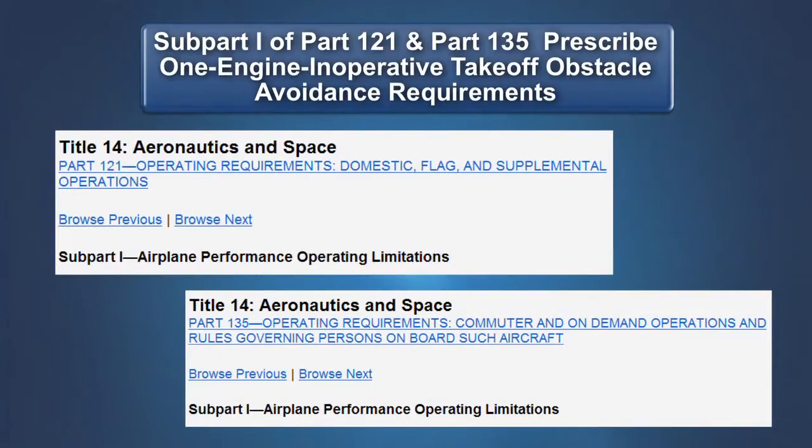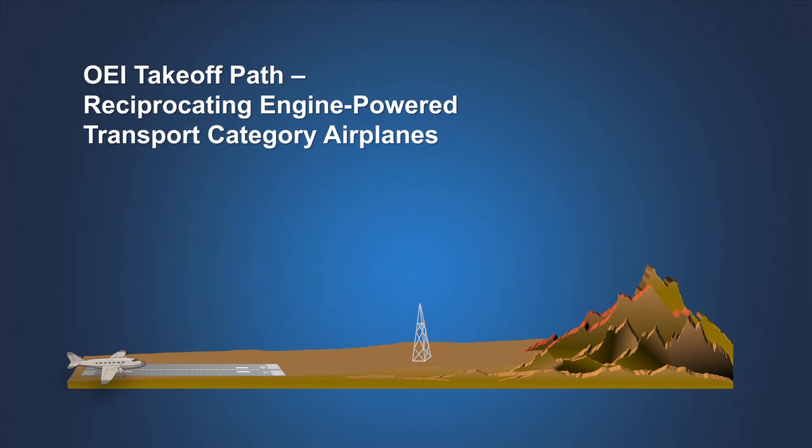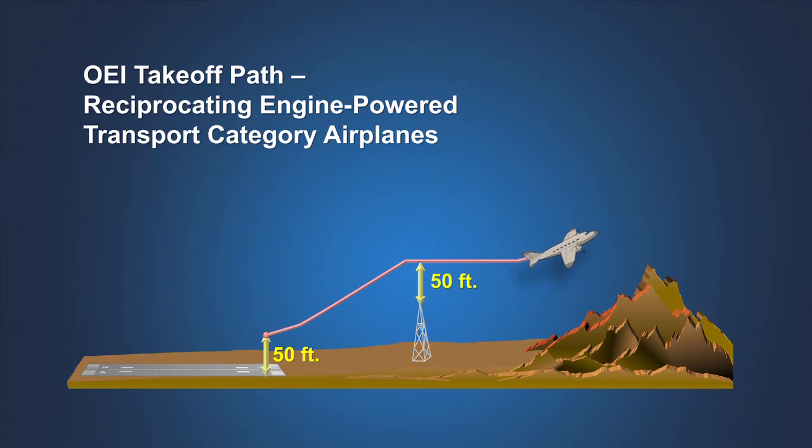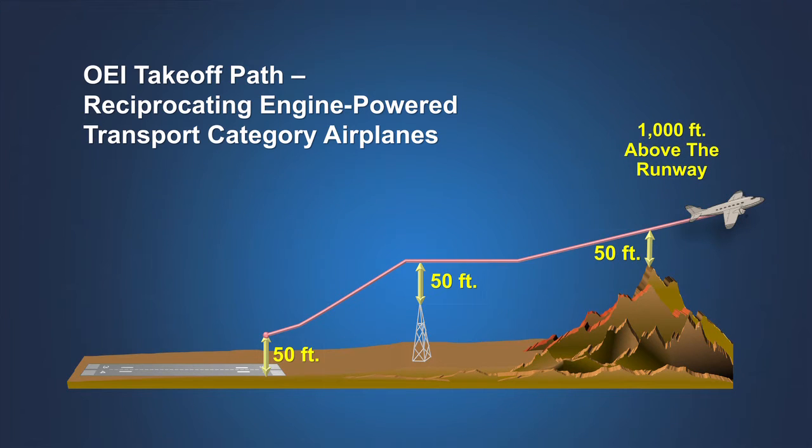The requirements for takeoff obstacle clearance may be found in Subpart I of Part 121 and Subpart I of Part 135 of the Code of Federal Regulations. Looking back, a reciprocating engine-powered transport category airplane, like the DC-6 or Lockheed Constellation, following an engine failure on takeoff at V1 speed, was required to clear obstacles by 50 feet at any point until the airplane's actual height above the runway was 1,000 feet.